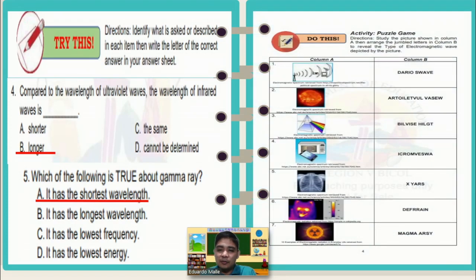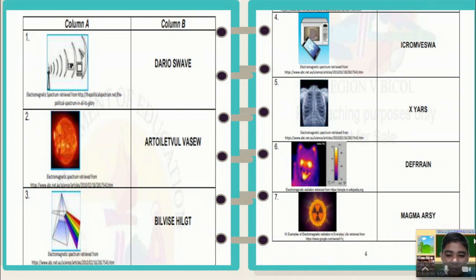Okay, let us now proceed to the first activity, the puzzle game, or Do This. In our directions, study the picture shown in column A, then arrange the jumbled letters in column B to reveal the type of electromagnetic wave depicted by the picture. Okay, what do you think is the correct answer? In number 1, what kind of wave is this? And in this arrangement, what word do you see? What is your guess? Okay, let us check.